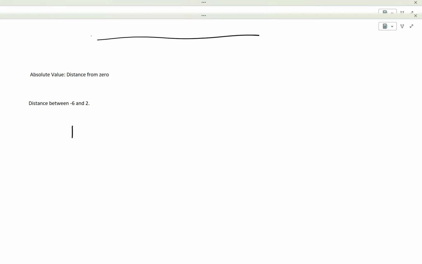You can take the absolute value of -6 and add it to the absolute value of 2, because those are distances from 0, no matter what they are. And then we're going to have 6 is the absolute value of 6, 2 is the absolute value of 2, 6 plus 2 is equal to 8. And there we go.